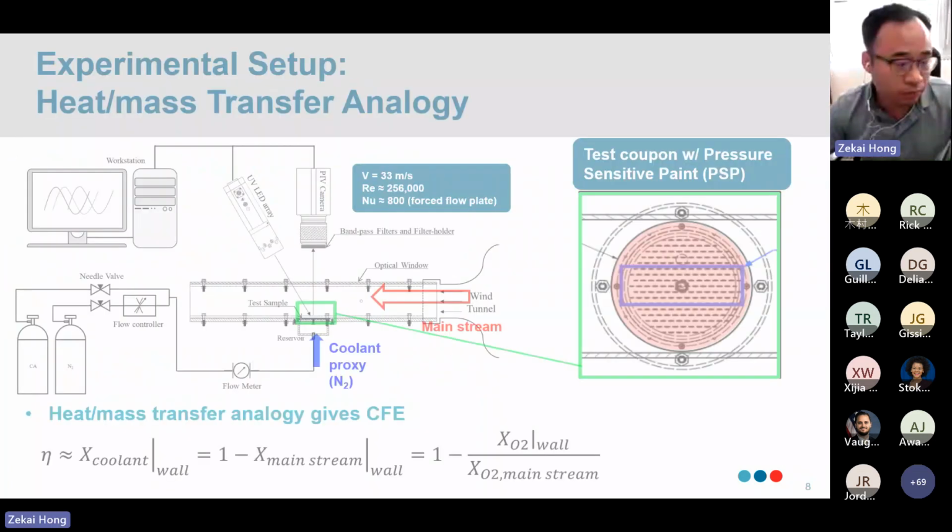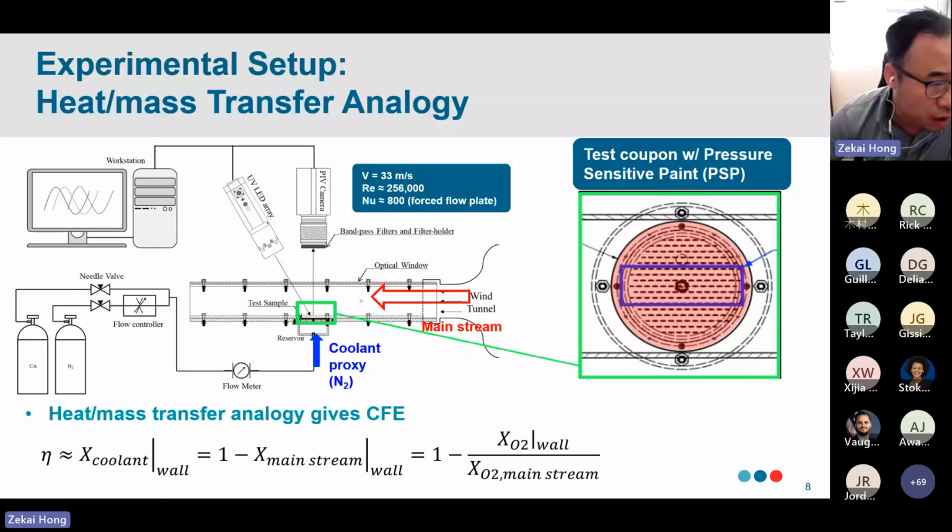A quick view of the experiment setup. I probably won't dive into all the details, but one thing I want to point out is that we use the heat mass transfer analogy in measuring CFE, the cooling film effectiveness, because in this setup the coolant will separate the liner from the main combustion gas. And that is essentially the cooling film effectiveness.